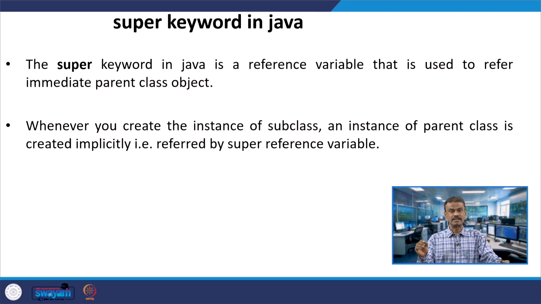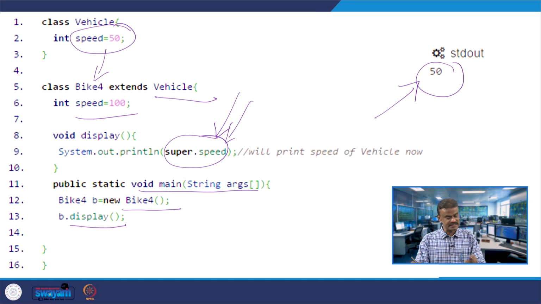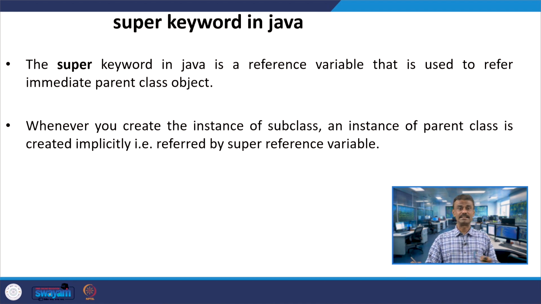So, whenever we are creating an instance of a subclass, here we have created an instance of subclass, object B under Bike4, that is nothing but an instance of a subclass. Now an instance of the parent class will be created implicitly, which will be referred to by the super reference variable.